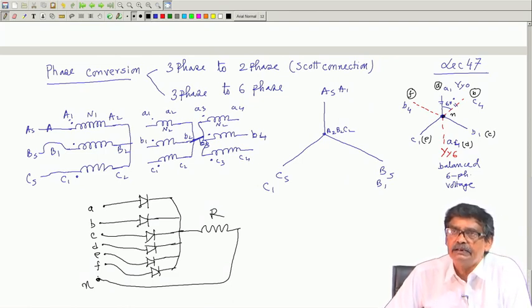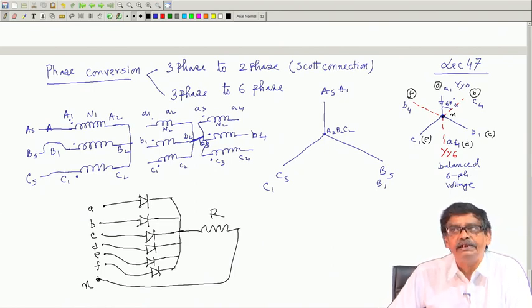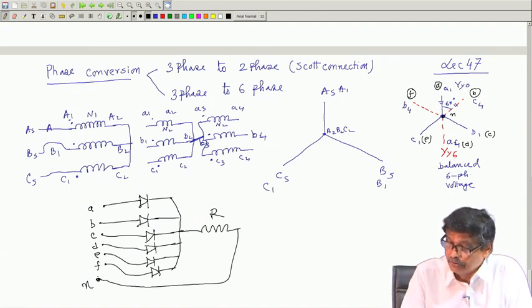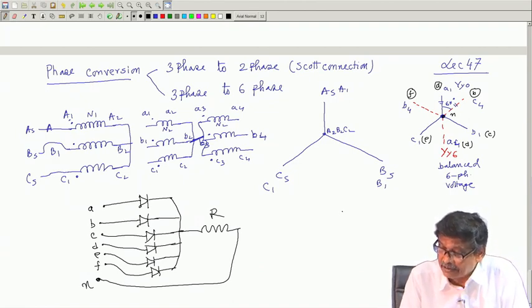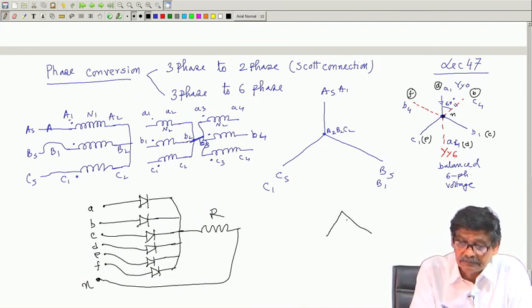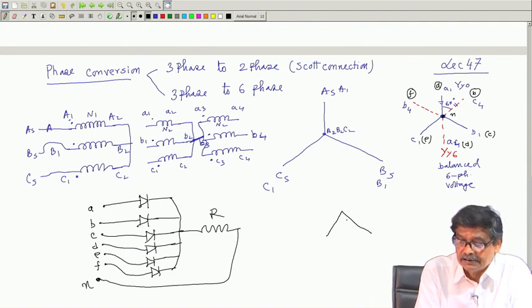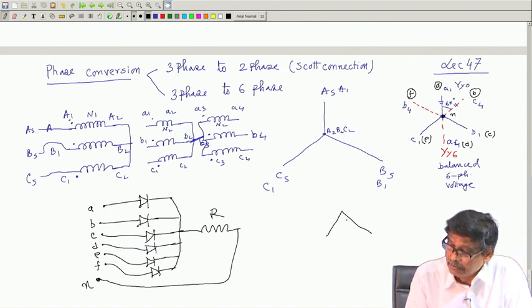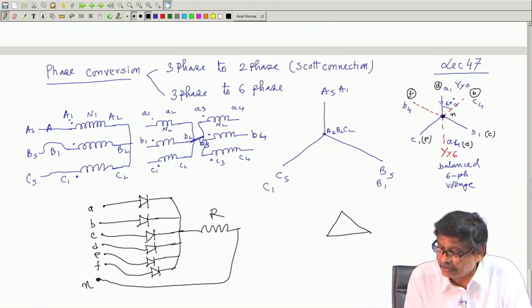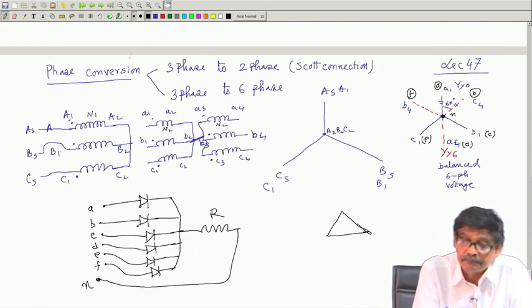Can I do it by using some delta connection? Yes, connect one group as D D 0, another as D D 6. I will not do that, but I will tell you the end results. One group, you connect in delta D D 0 and D D 6, this group. So, the output phasors will be like this then.